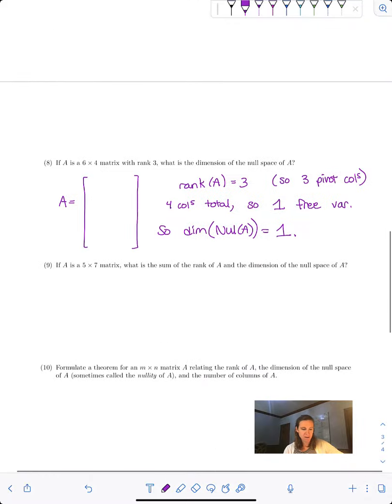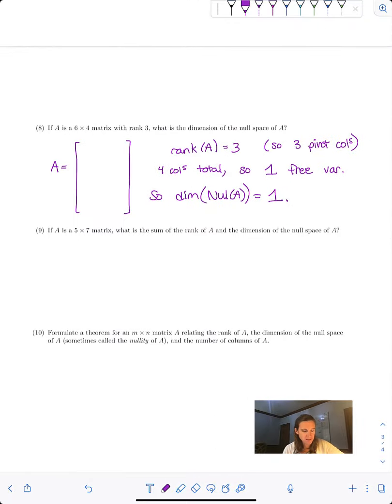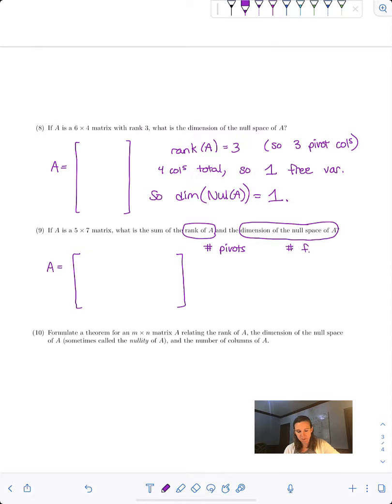We're going to try to say that in more generality. So now let's say we have a 5x7. So this matrix is a little bit wider. And then we're asking, what's the sum of the rank? Well, that's the number of pivots. And the dimension of the null space is the number of free variables. But every single column is either a pivot or contains a free variable. And so this sum equals the number of columns, which in this case is 7.